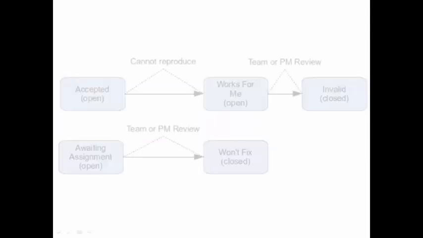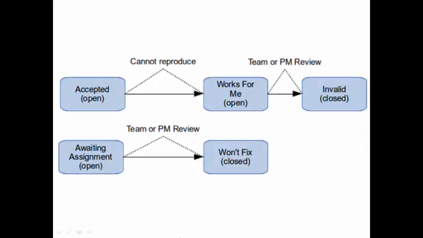A couple of other options that can happen in our workflow is if an item is accepted but then can't be reproduced. Then the user can change the status to works for me, and then it can be decided that it is actually an invalid tracker item and it can be closed with an invalid status. Another option would be if a tracker item is awaiting an assignment, but through discussions it is decided that that tracker item doesn't need a fix, then the status can be changed to won't fix, which is also a closed status.